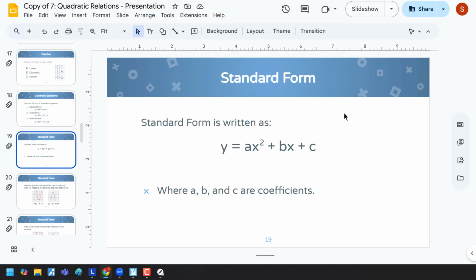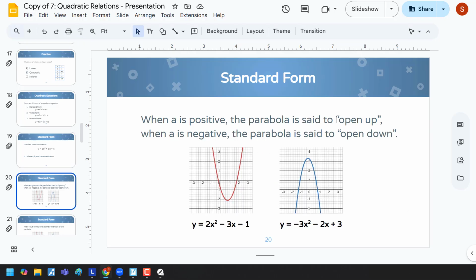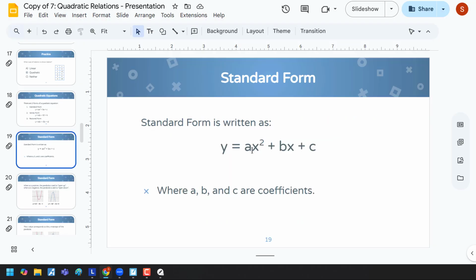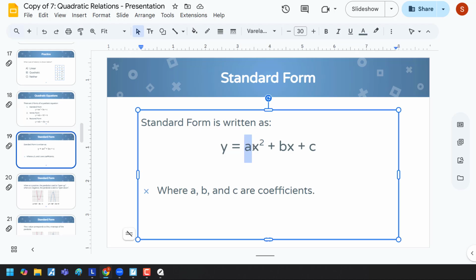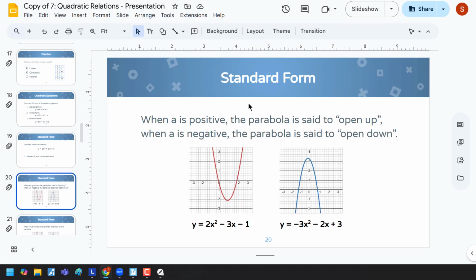So, what is standard form? Standard form is written as follows: y equals ax squared plus bx plus c, where a, b, and c are coefficients, meaning they're just numbers. Here are some standard form examples. When a is positive, meaning the first letter that's next to the x squared value, the parabola is set to open up. It looks like a U. When a is negative, the parabola is set to open down. It looks like an upside down U.